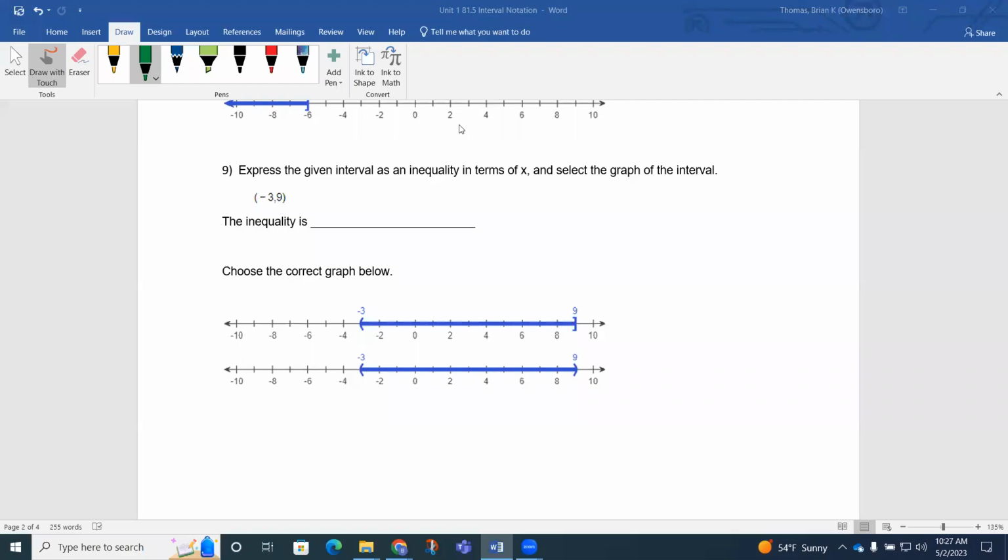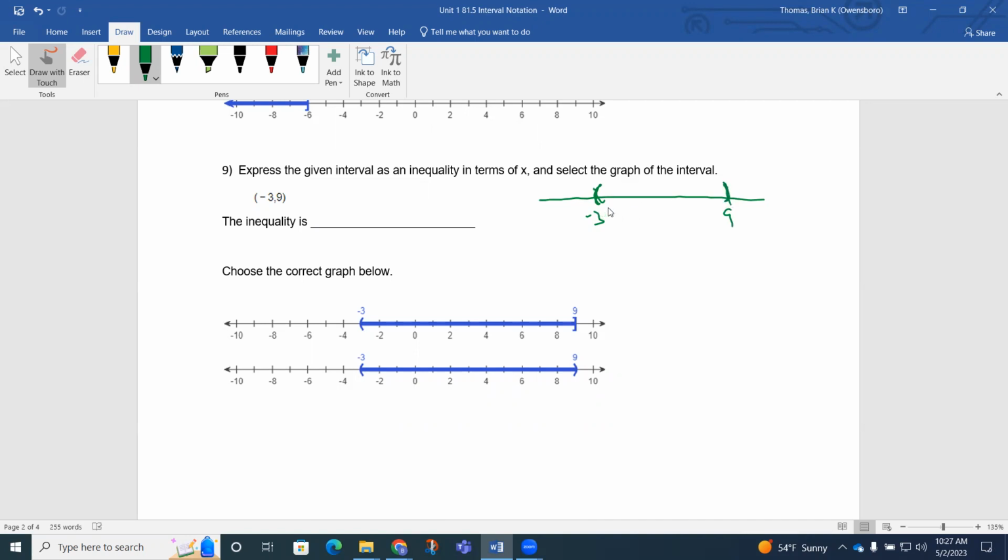So question 9 says express the given interval as an inequality in terms of x and select the graph of the interval. So on this one, again, it's a good idea to sketch this out on a number line. Notice that the left bound is -3 and it's open, so we're going to use a parenthesis. And then the right bound is 9 and it's also going to be a parenthesis. It's going to be open.